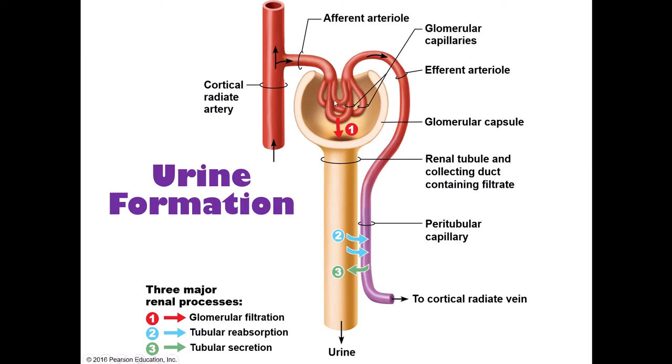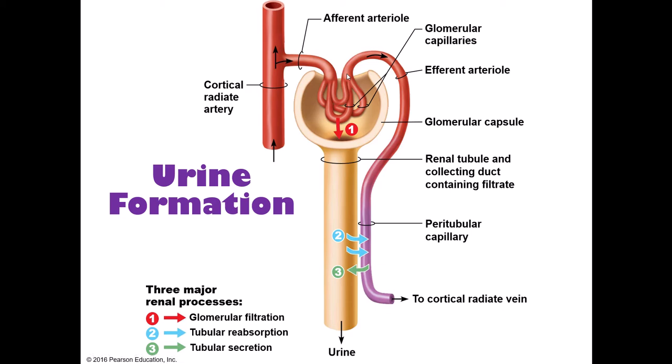But the glomerulus is different because both the feeding and draining blood vessels for this particular capillary bed are arterioles. They're both high resistance vessels. So that makes the glomerulus a very high pressure capillary bed compared to your standard capillary. The other thing that's really different is that the afferent arteriole leading into the glomerulus has a larger diameter than the efferent arteriole leading out of the glomerulus.